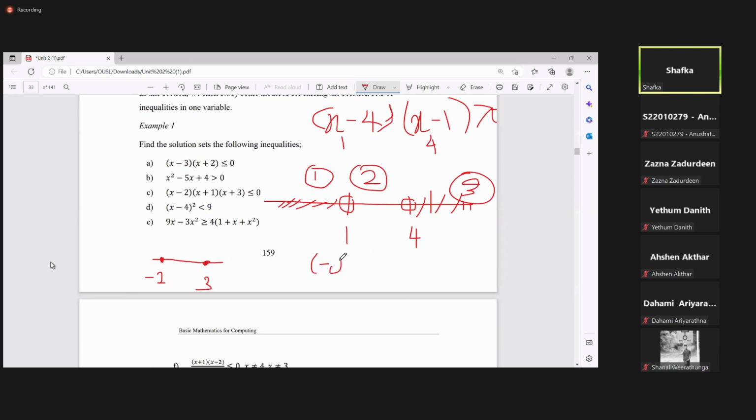Solution is -infinity to 1, and 1 doesn't satisfy the inequality, so we can't use the square bracket. Union, the knowledge of sets, 4 and up to infinity. Always, when you are considering a region up to infinity, you can't write it with a square bracket. Remember that. We call this an open bracket, and the squared one a closed bracket. Is that clear?